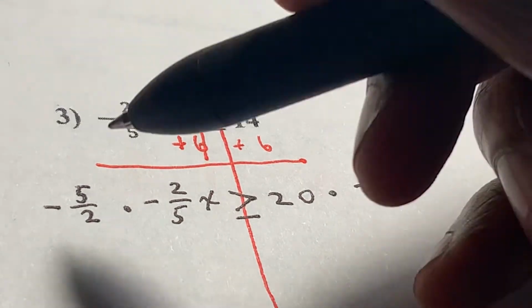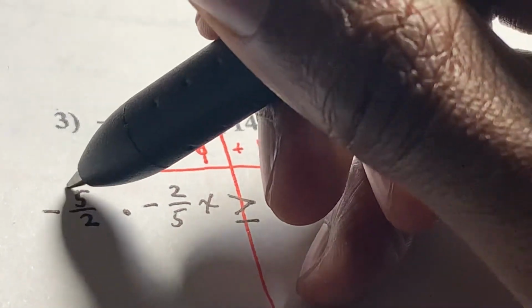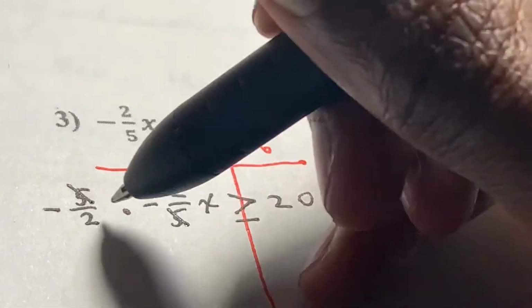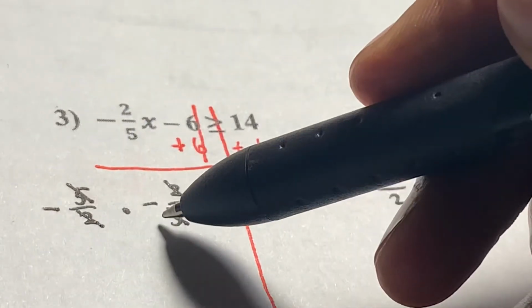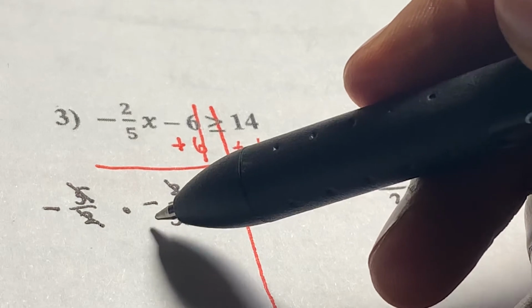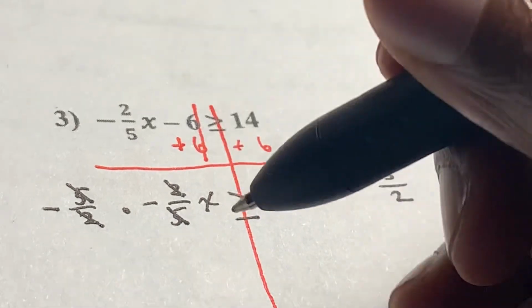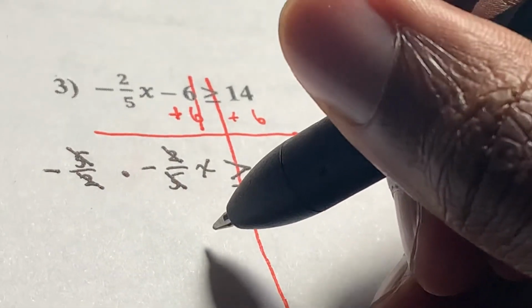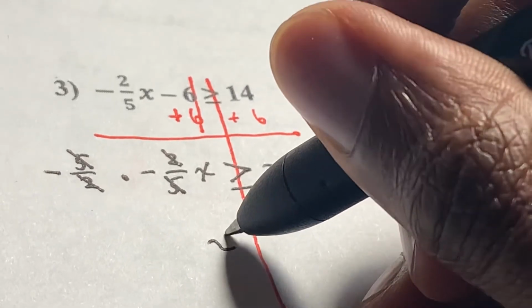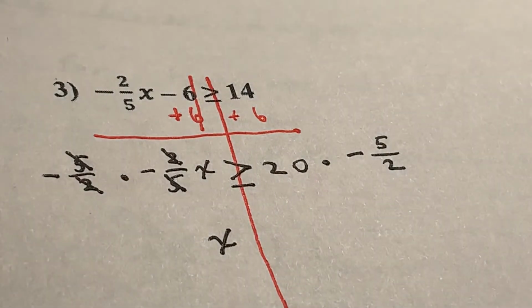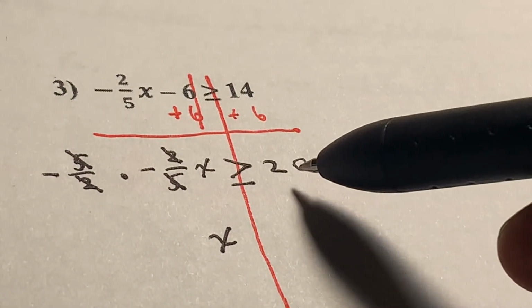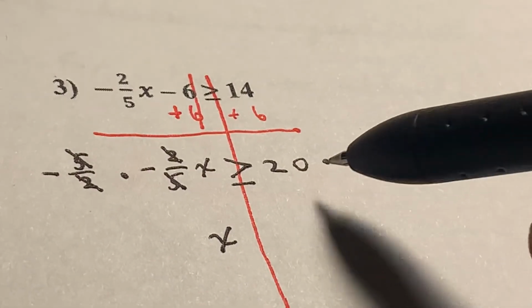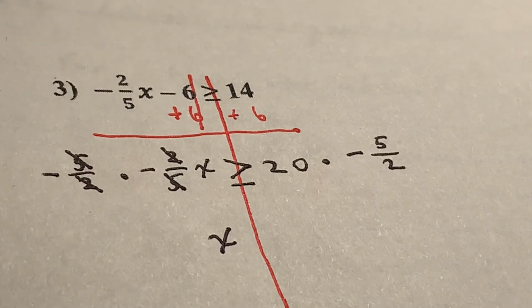Okay? What happens to the left side? Well, the 5 cancels out the 5. The 2 cancels out the 2. And because a negative times a negative is a positive, that gives me a positive 1x, which is the same thing as just x. Okay? Now, let's solve this side. I'm multiplying 20, a whole number, by a fraction. How do I do that?